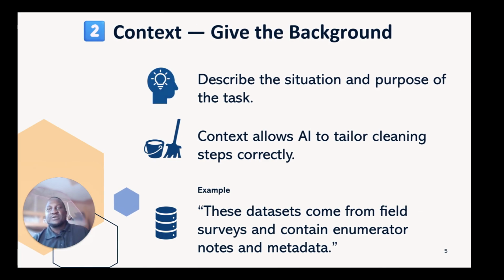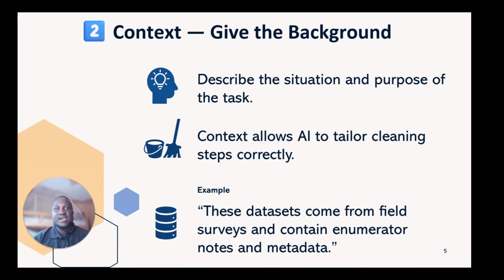Next, we will be looking at what we call the context. Context is merely giving the background. Here, always provide background so AI understands where the data comes from and why it's being cleaned. Context improves relevance and precision. You need to help the AI understand the situation, providing background information so that it knows the purpose and environment of the task.